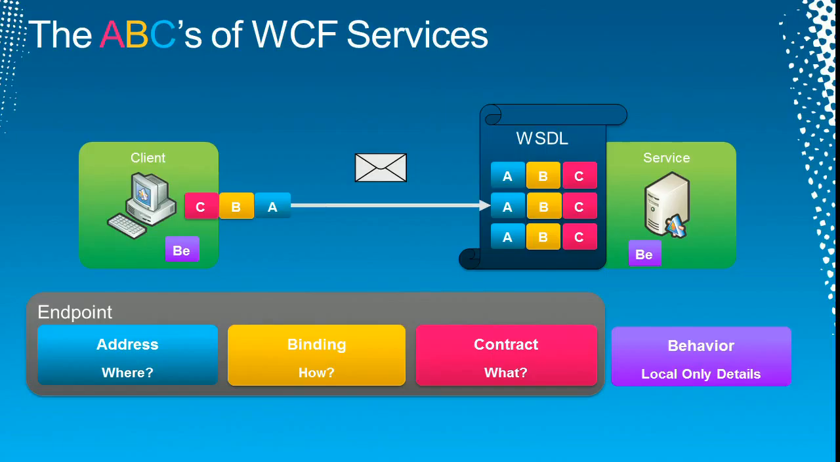The contract is the functionality that you want to expose. For example, is this an address service? Is this an order processing service? Is this a calculator service? As long as the client and the server agree on these three things, the address, the binding, the contract, the where, the how, and the what, the client and service should be able to communicate.